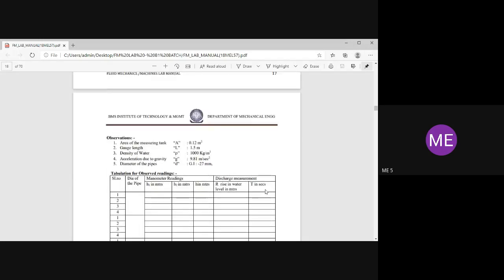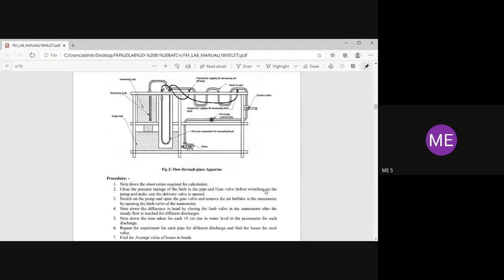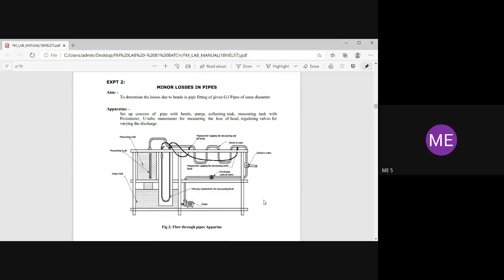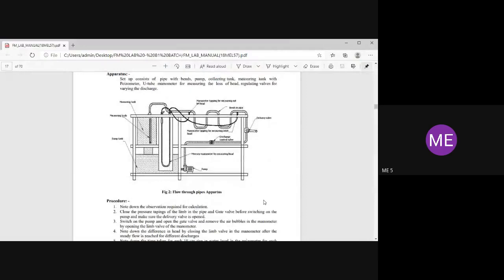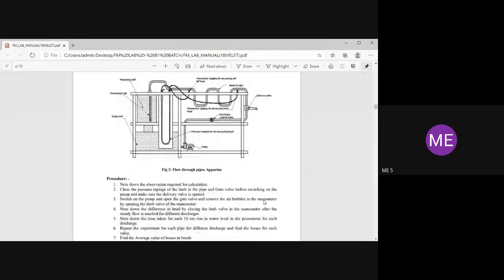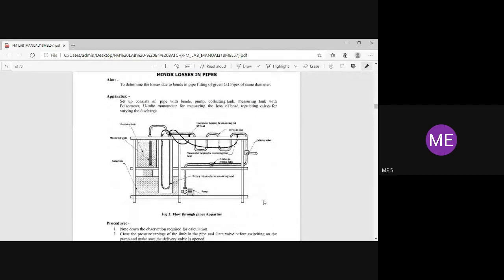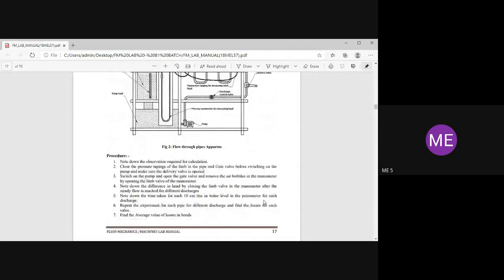Here, one more thing, we are going to take the 1-inch GI pipe only, because this bend exists for the 1-inch pipe. So first you have to find out the major losses in the 1-inch GI pipe. Then you are going to compare them with the minor losses in the 1-inch bend pipe. That's why, whatever readings you have taken in the previous class, you have to note down the same thing, but extra we have the pipe bends.